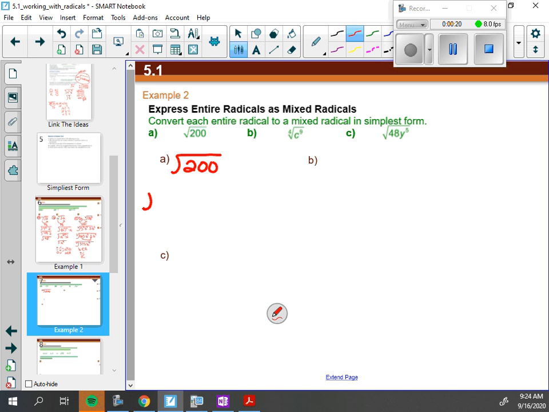100. Good. Put your perfect square first. Put your leftovers second. They get their own square roots. We can give them their own square roots because it's 100 times 2, it's not adding. If you had adding in there, 100 plus 2, you can't give them their own square roots. But as soon as it's multiplying or dividing, it's fine. This part here, we evaluate. We just take a 10. So this is 10 square root 2.